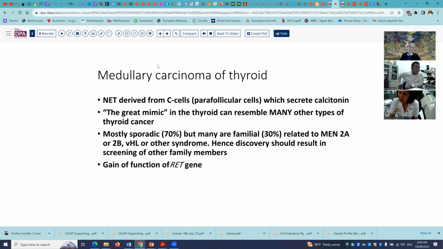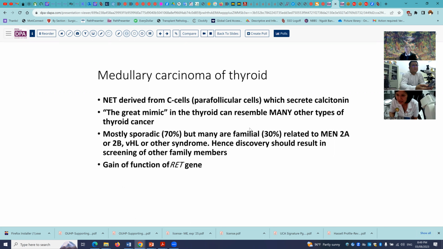So another category of neuroendocrine tumor that's somewhat special and unique are the medullary carcinomas of the thyroid. These are derived from the C cells, or previously termed parafollicular cells, which secrete calcitonin. So not norepinephrine and so forth. But these tumors in the thyroid are really potentially very deceptive. This has been called the great mimic, because these medullary carcinomas can resemble many, if not almost every other type of thyroid cancer, from papillary cancer to follicular to poorly differentiated to almost undifferentiated.